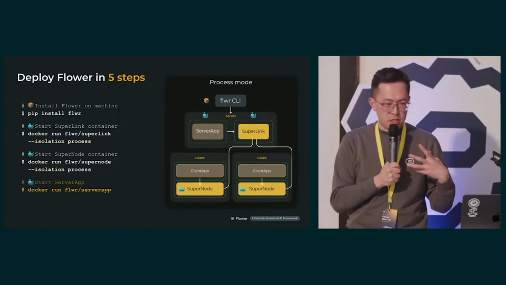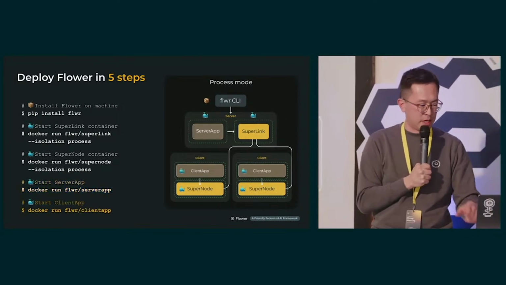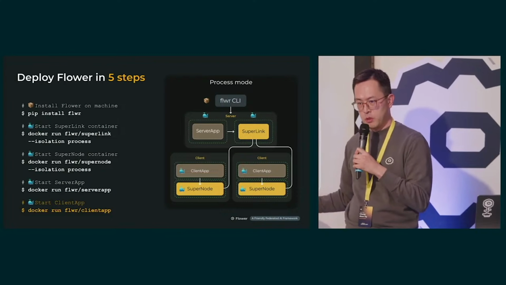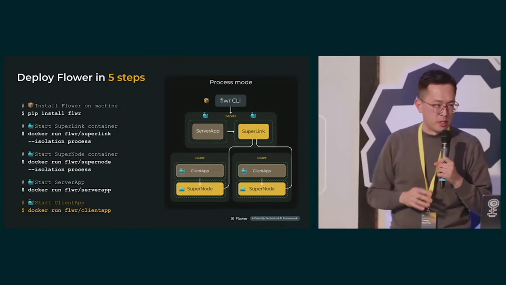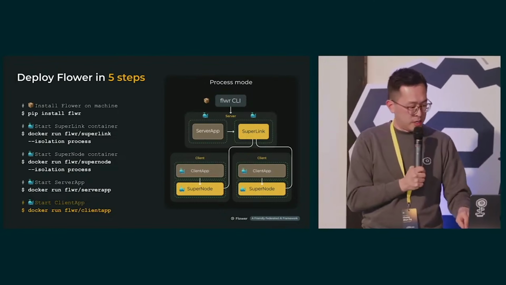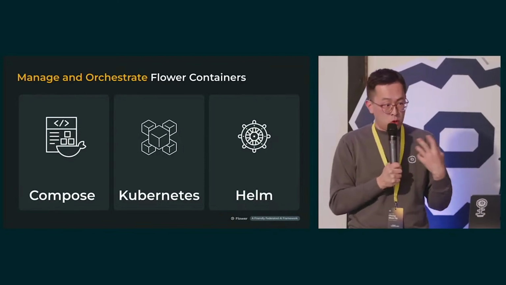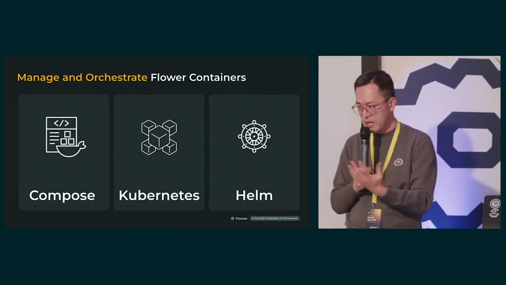We then trigger the server app. We'll just start them up. That runs and connects to the superlink. And finally, you start as many client apps as you want that connect to the supernodes. Now, all of this is what you need to get the production-ready deployment in place. So building on top of the Docker containers, we now have ways for you to also coordinate, manage and orchestrate your containers. You have the Docker Compose guide.